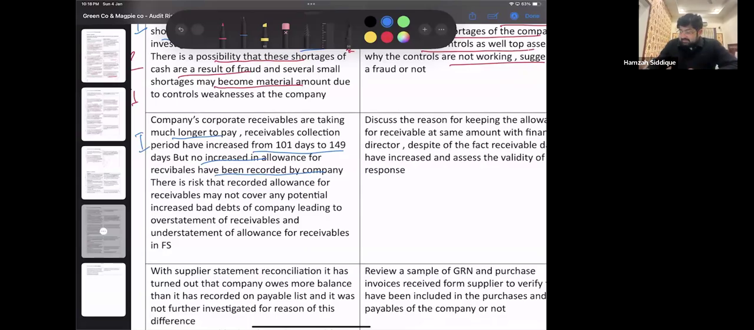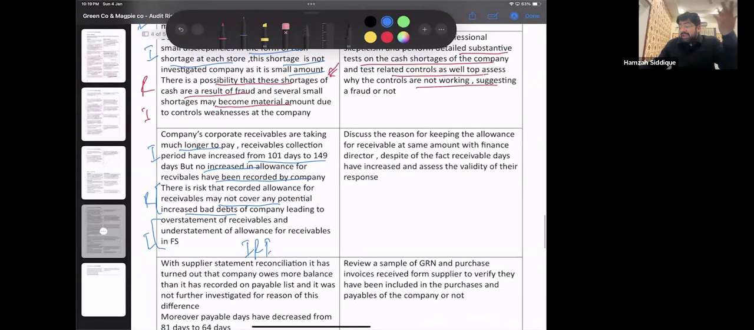What is the risk? The allowance may not cover any potential increased bad debts. Then the impact on financial statements: issue, risk, impact. And discuss why it is the same. Discuss with the management despite the fact days have increased, and assess the validity of their response.